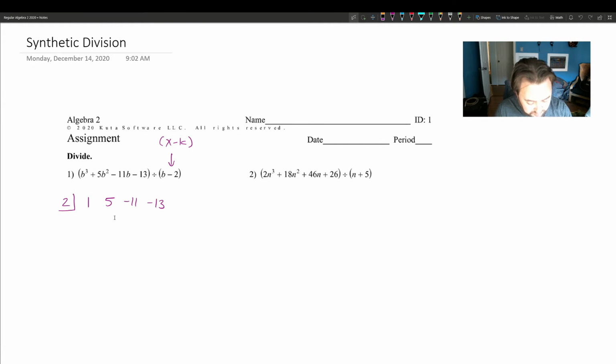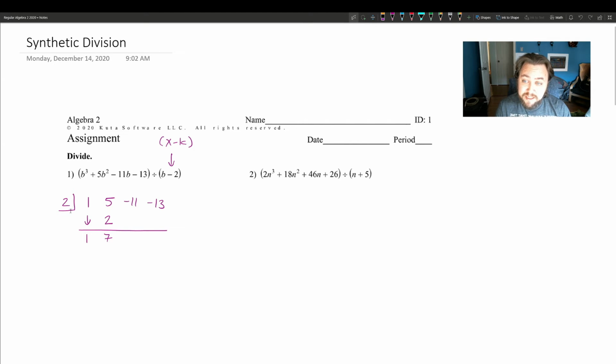What I'm going to start off by doing, and I'm going to make a line right here, is drop down my 1. Okay, so follow along. What we're going to do is multiply the number in this little house thing times this bottom number. So 2 times 1, and that is 2. So you multiply, and then the result goes here. Then we're going to add. So 5 plus 2, that's going to be 7.